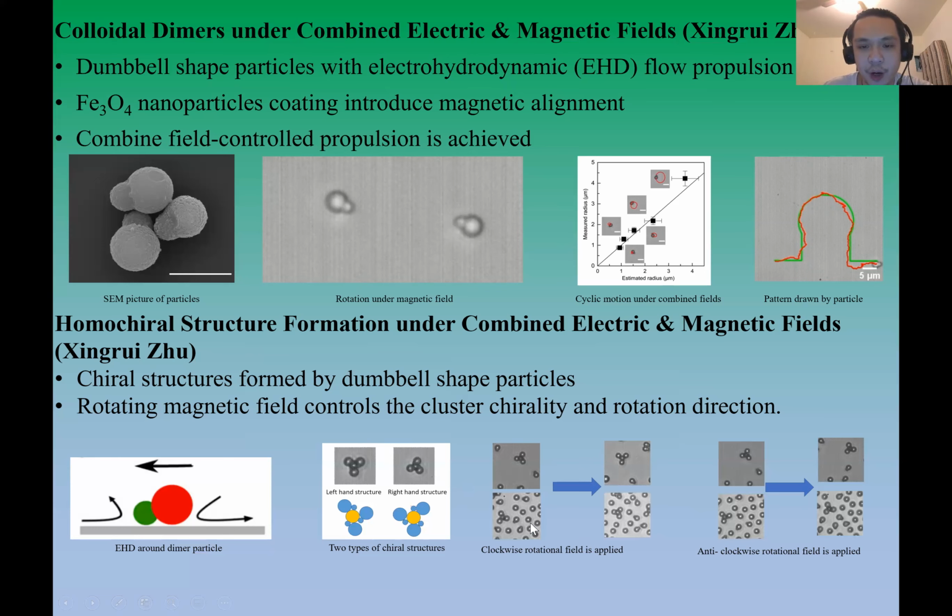When we apply a clockwise rotating field, the right-hand structure will keep rotating clockwise, and the left-hand structure will change to a right-hand structure and then rotate clockwise. When we apply a counterclockwise rotating field, the right-hand structure will transform to a left-hand structure and rotate counterclockwise, and the left-hand structure will keep its left-hand structure and rotate counterclockwise.